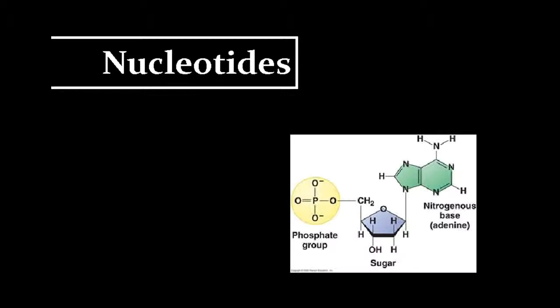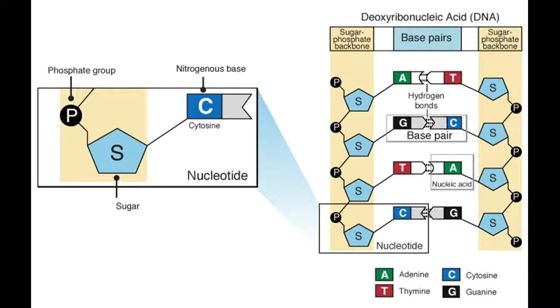What are nucleotides? Nucleotides are considered the building blocks of DNA and RNA. They consist of a sugar, a phosphate, and one of four complementary bases. These four bases are adenine, thymine, guanine, and cytosine.